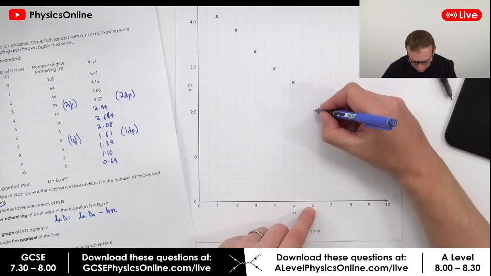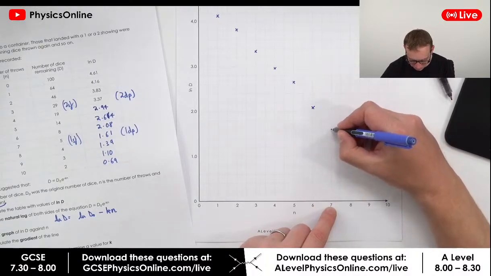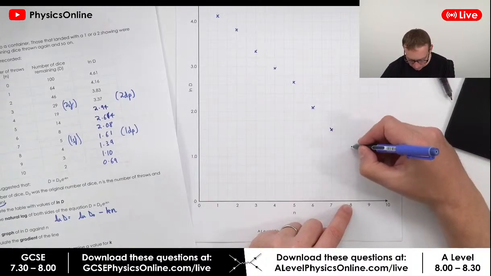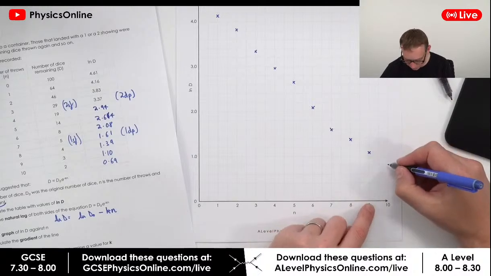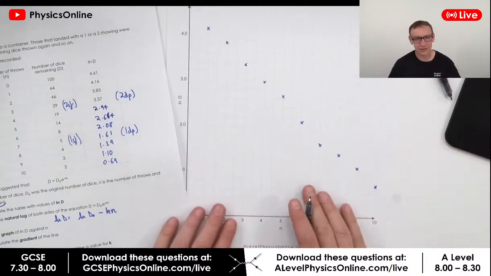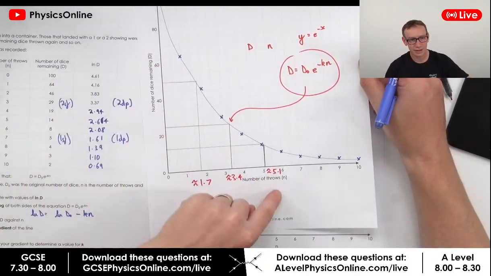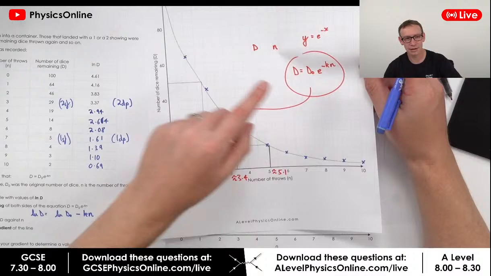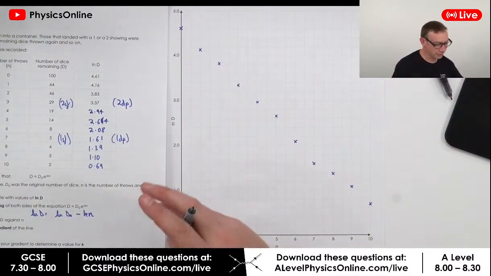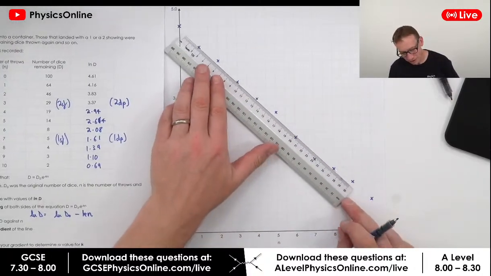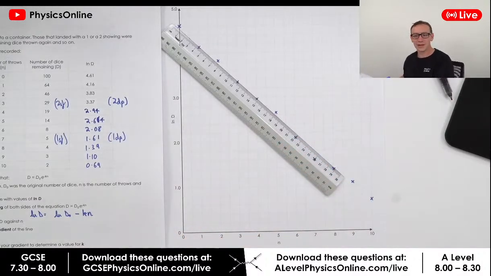Number 6, 2.08 is around here. 7 is 1.61. 8 is going to be 1.39. 9 is going to be 1.10, and 10 is 0.69. So basically what we now have is, yesterday when we plotted d against n, we had this exponential decay curve. Now, when we've got the natural log of d against n, we have a straight line. So obviously the next thing is to get your ruler, line it all up, and draw in a straight line. Now, normally, this all works pretty well.